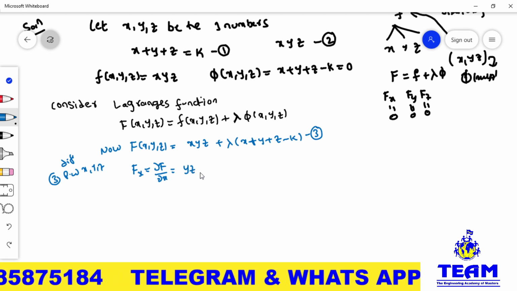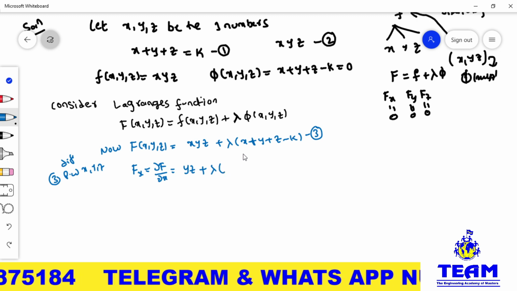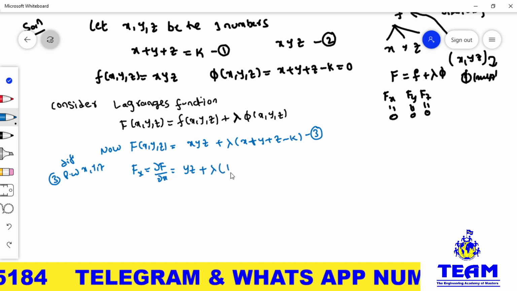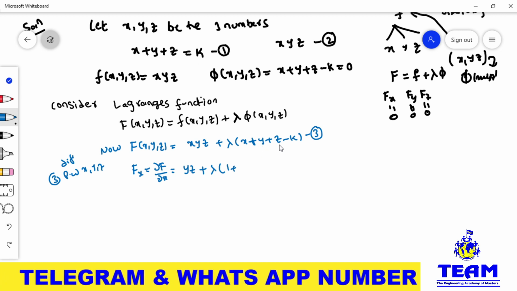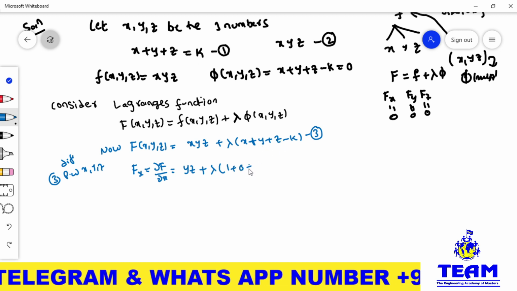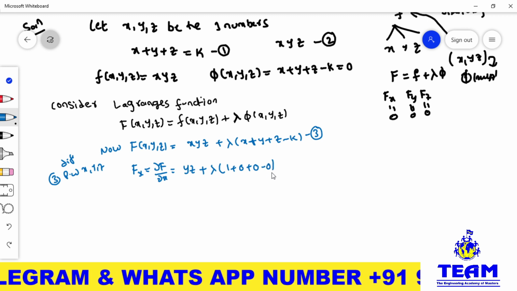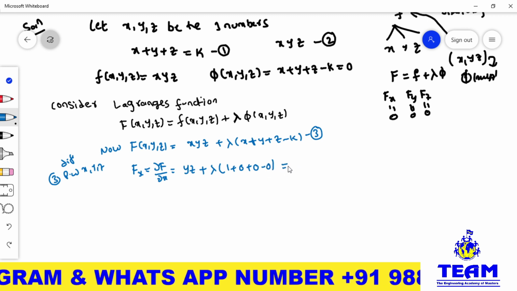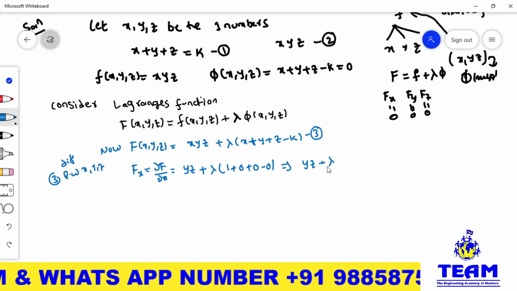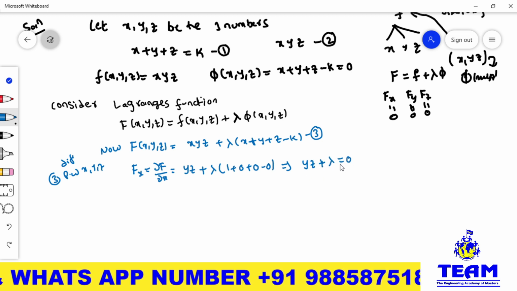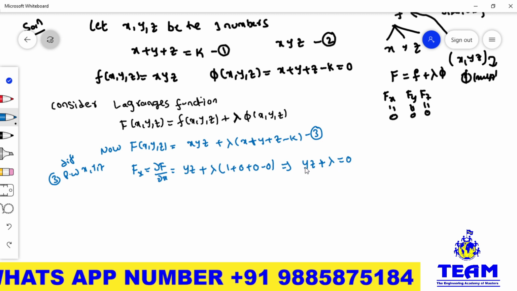1 into yz is yz plus lambda into. Here, is there any x term? The x derivative is 1 plus. Is there any x term? No, so this derivative is 0. Is there any x term? No, so this derivative is also 0. And the constant derivative is already 0, that you know. Now, from this, what you can say is yz plus lambda is equal to 0.